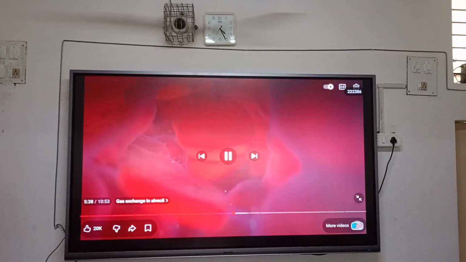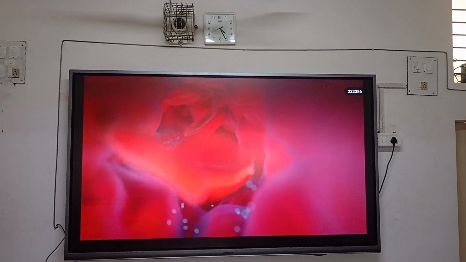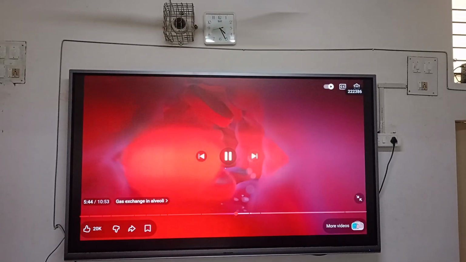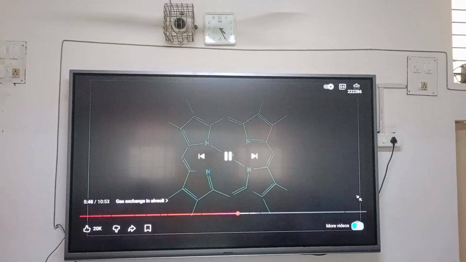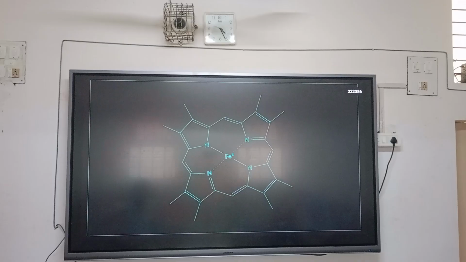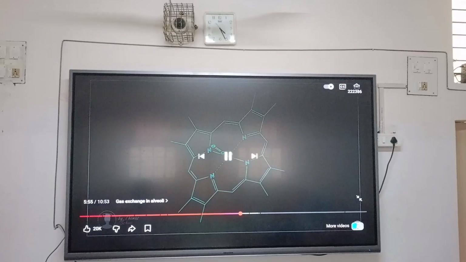The erythrocytes move through the blood vessels and take up the oxygen, which is shown here. Iron, Fe, in these blood cells is responsible for binding the oxygen. An iron ion can bind to one oxygen molecule so that the oxygen can be transported.